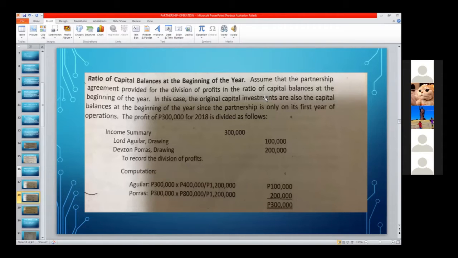Dun sa ratio of original capital investment. So itong dalawa is magkaparehas lang yung entry and yung computation. So hindi niyo na kailangang ma-confuse dun sa dalawa. So next slide.